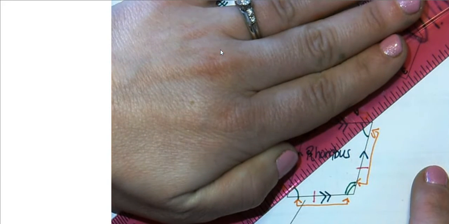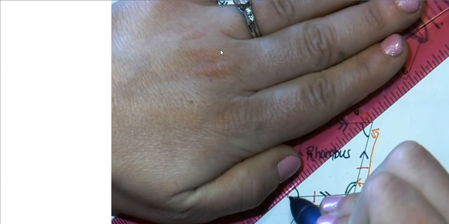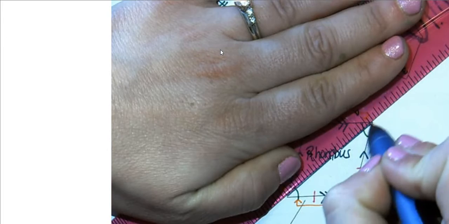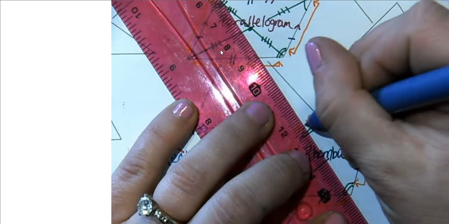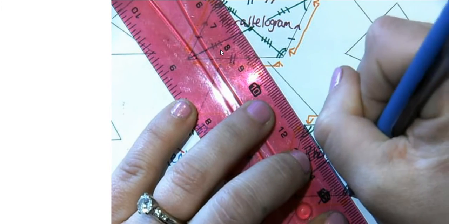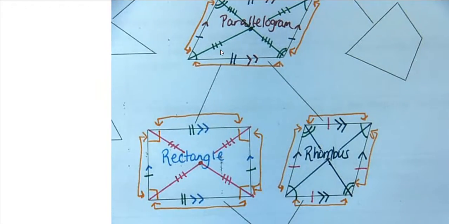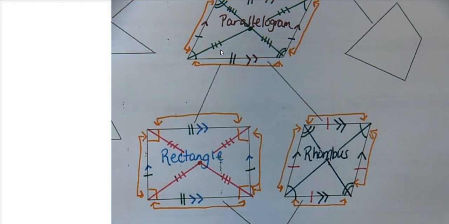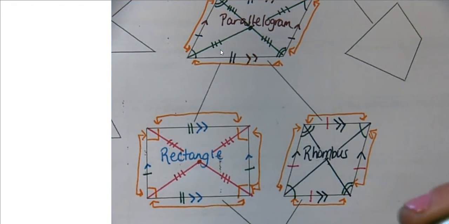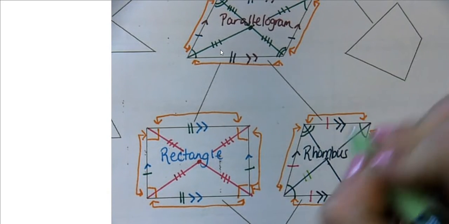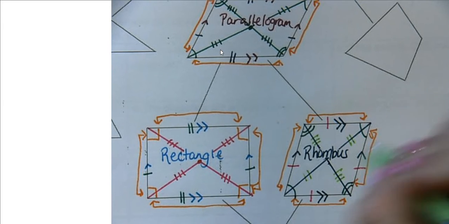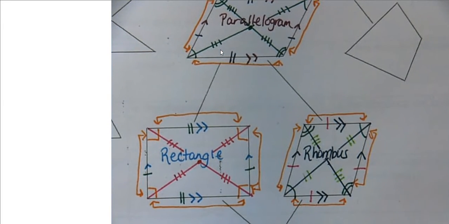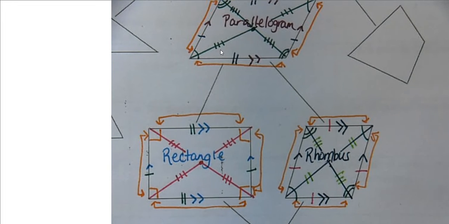The diagonals of a rhombus are not congruent to each other. They are not congruent, but they do bisect each other just like a parallelogram. So when I do these marks, my marks are going to be that this has 2 tick marks, this has 2 tick marks, this has 3 tick marks, this has 3 tick marks. The diagonals are not congruent, but they do bisect each other.